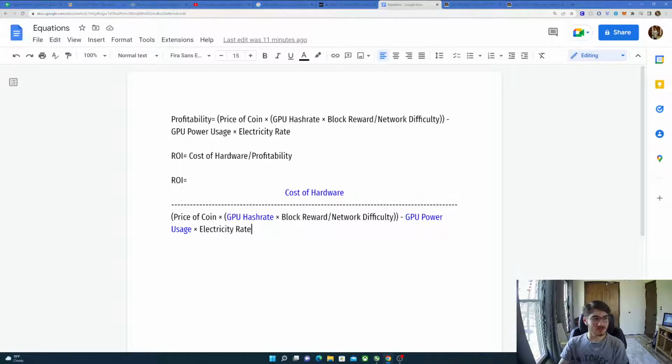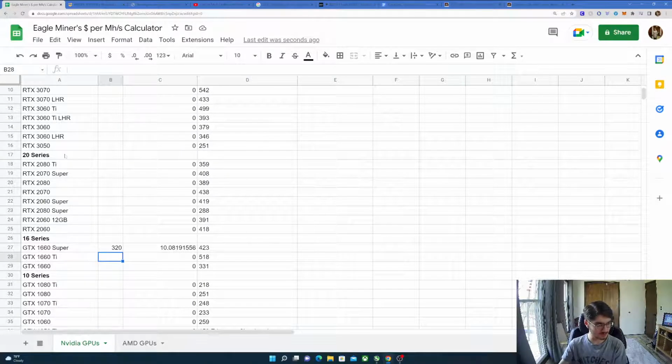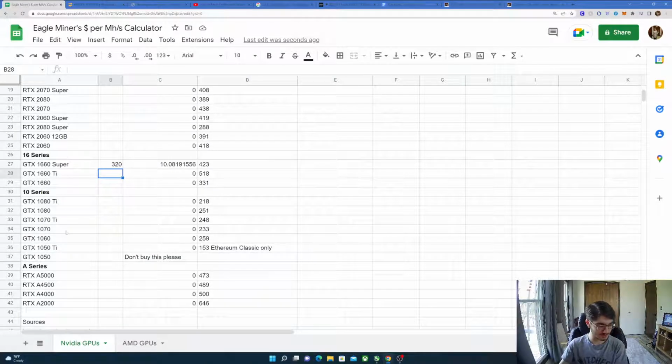Now, the spreadsheet that I made has pretty much every NVIDIA GPU out there that you can mine on. Now, I wouldn't buy a 1050 because it doesn't mine anything essentially at this point. A 1050 Ti is a 4GB card, so it can only mine Ethereum Classic. I would not recommend it either. The efficiency is horrible on those cards.